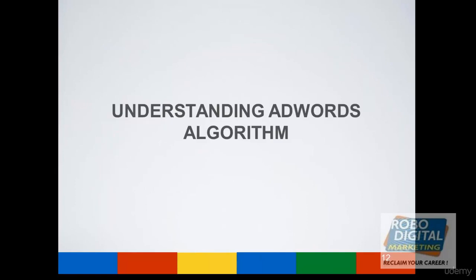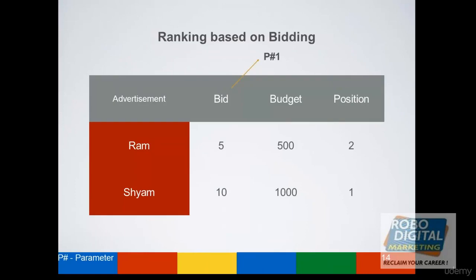So let's understand the algo first, then you will be able to understand things in a much better manner in AdWords. Let's suppose there are two people, Ram and Sham. Ram is bidding 5 rupees and Sham is bidding 10 rupees. Their budgets are 500 and 1000 rupees.